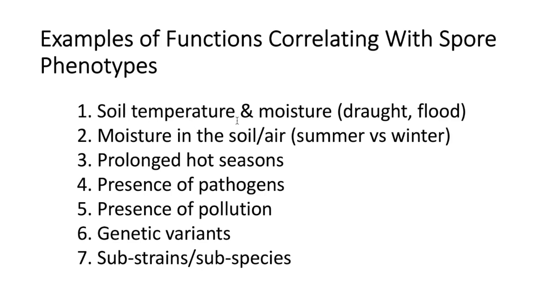That is, differences in soil temperature and moisture, such as due to droughts or floods, right? Differences in moisture in the air due to seasons, right? Prolonged hot seasons, the presence of pathogens that are infecting your organism, the presence of pollution, right? The presence of genetic variants or substrains or subspecies. Shape analysis can help you extract patterns that then correlate with these features to help you better understand the biology that's going on.